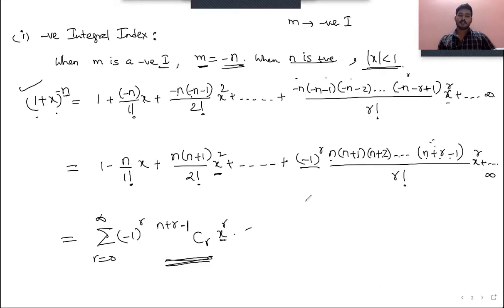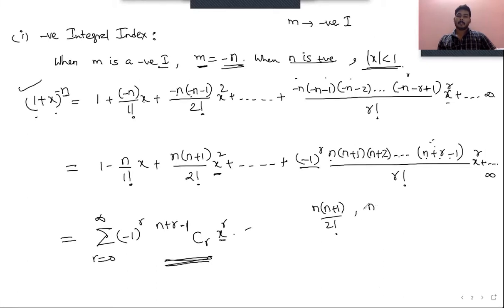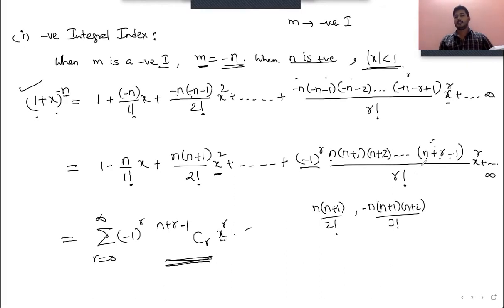In order for us to write that, if you observe the second expression, the coefficient is n into n plus 1 by 2 factorial, and for the third term the coefficient will be minus of n into n plus 1 into n plus 2 by 3 factorial, right? And for the rth term, the coefficient is n into n plus 1 into n plus 2 and so on up to n plus r minus 1 by r factorial.